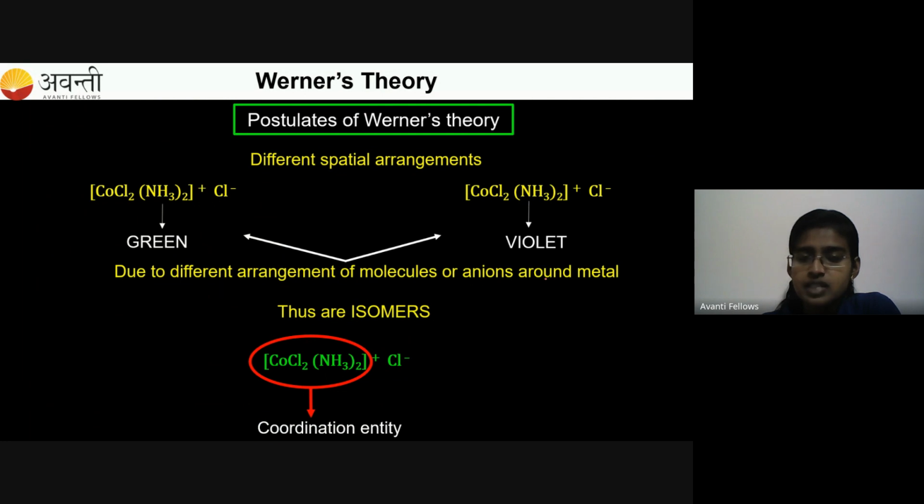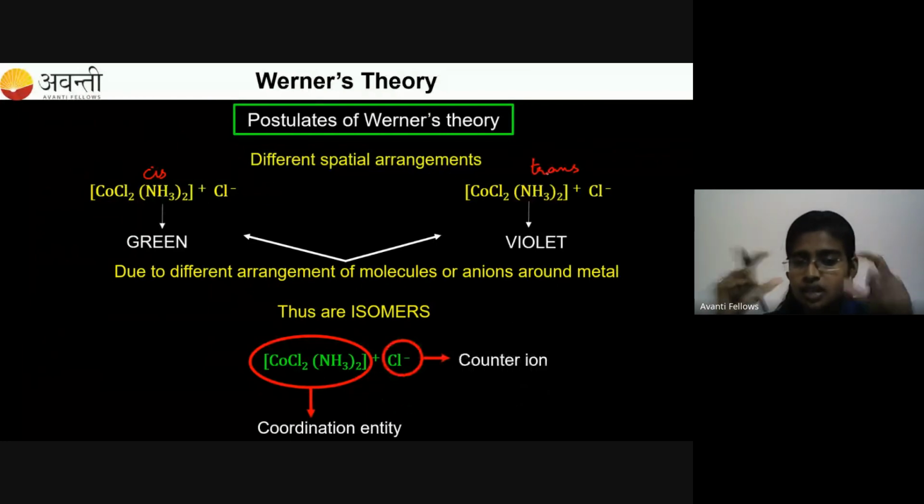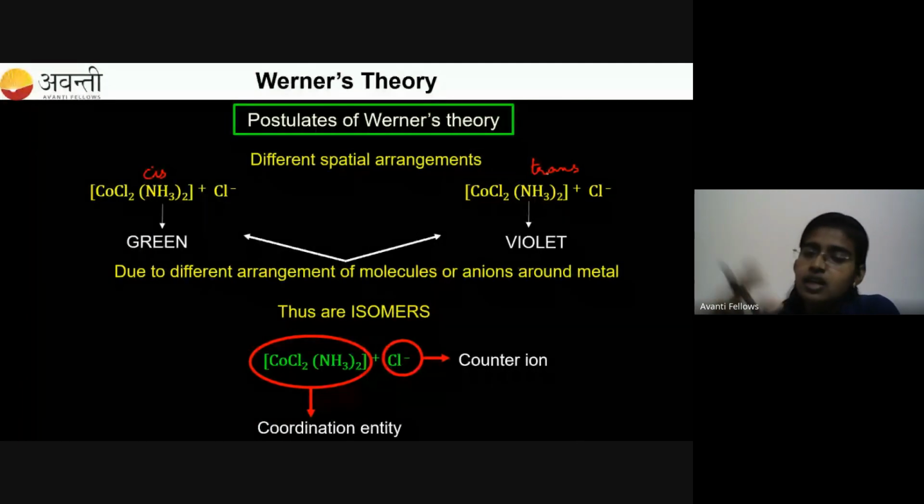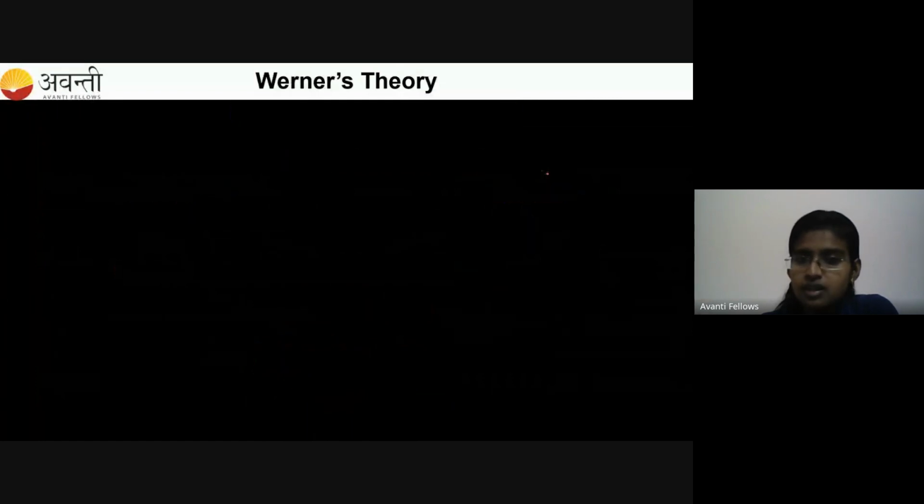We will discuss isomerism in coordination compounds later in this part. One will be cis here and the other one will be trans. These are the isomers. Now, you can see the coordination entity. So what is a coordination entity? The components which are inside the square bracket are called the coordination entity, and the ion which is present outside the bracket, on the left side or right side, is called the counter ion.